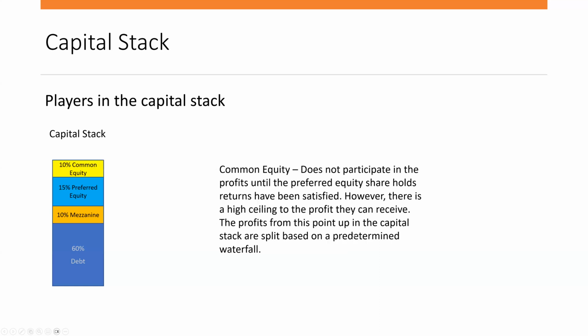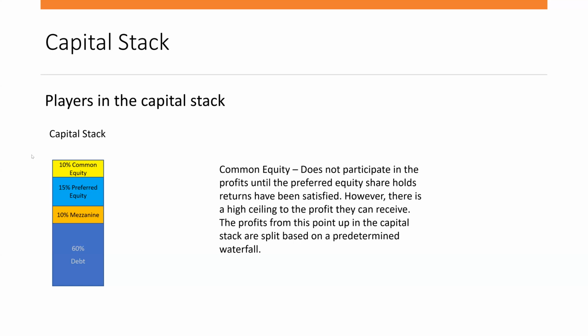Above that, we're now going to move into common equity. Common equity is further up the capital stack, so therefore more at risk, and it's paid later. The common equity doesn't participate in the profits until the preferred equity shareholders' returns have been satisfied. However, there is a high ceiling to the profit they can receive. The profit from this point up in the capital stack is split based on a predetermined waterfall.